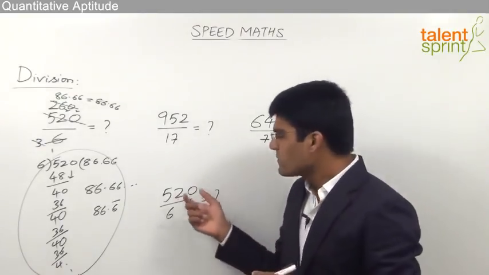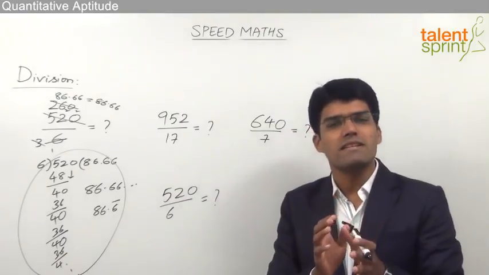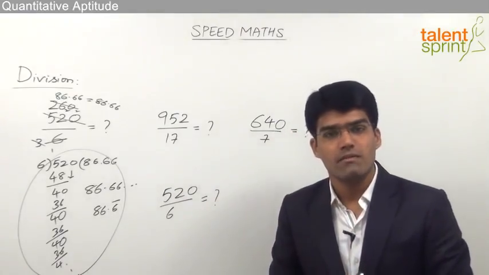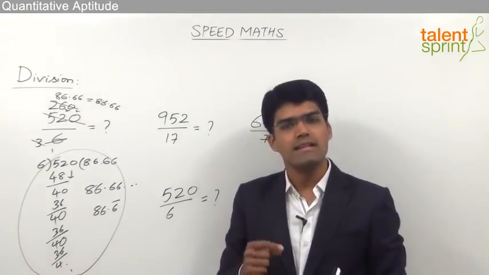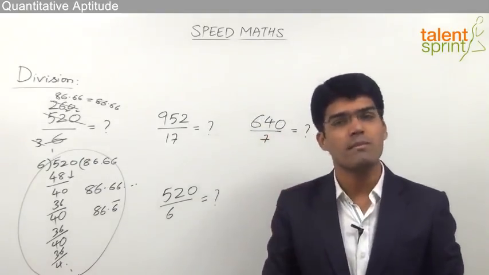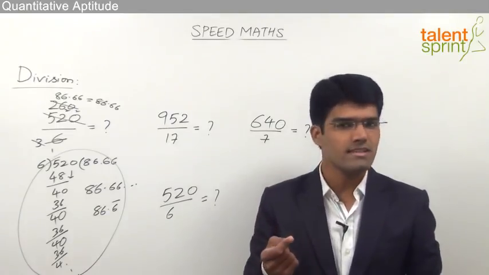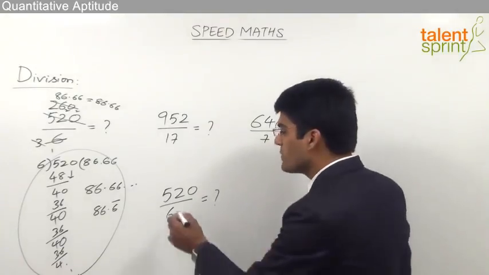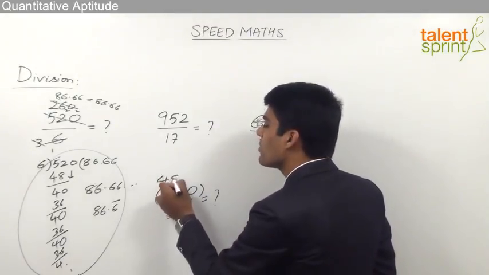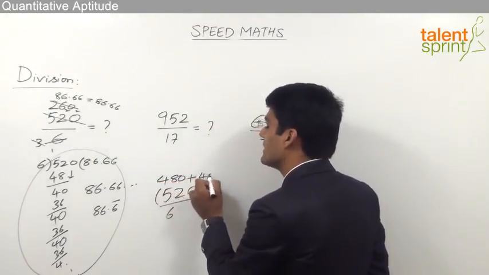Now when we look at 520, the closest multiple of 6 here can be 480. We know that 6 into 8 is 48. So if 48 is a multiple of 6, it is obvious that 480 will also be a multiple of 6. That means if 48 is divisible by 6, 480 will also be divisible by 6. So here 520 should be taken as 480 plus 40.